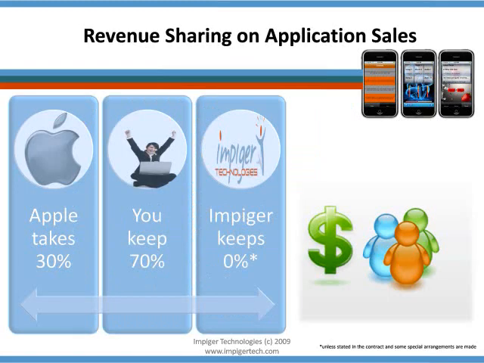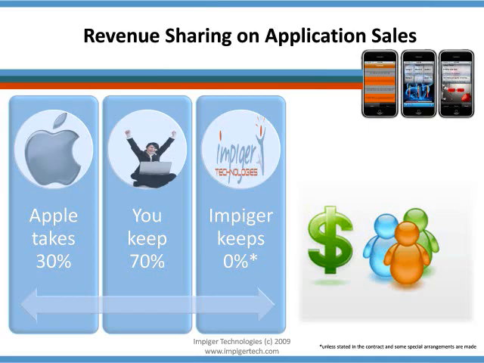Another question that I get oftentimes is about revenue sharing. Now, Apple takes 30%. So if you get 100,000 hits on your application, it gets downloaded 100,000 times, and you're selling it for, I don't know, $2.99, so you have $300,000. So imagine this: Apple takes $90,000 out of that. Now you get the rest of it, $210,000.